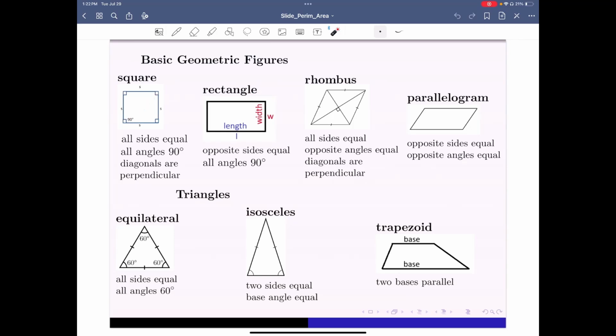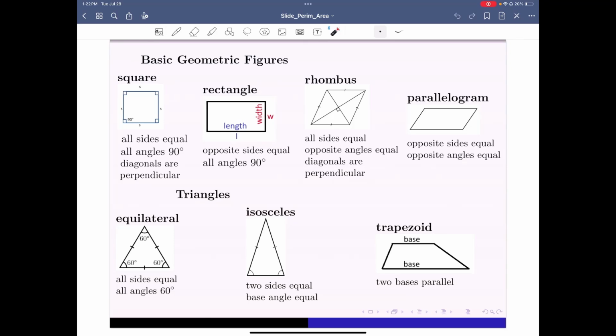Then we have a rectangle. A rectangle has length and width. Opposite sides are equal and all angles are 90 degrees. Then we have a rhombus. A rhombus has all equal sides, opposite angles are equal, and the diagonals are perpendicular. Each diagonal is perpendicular to the other diagonal.